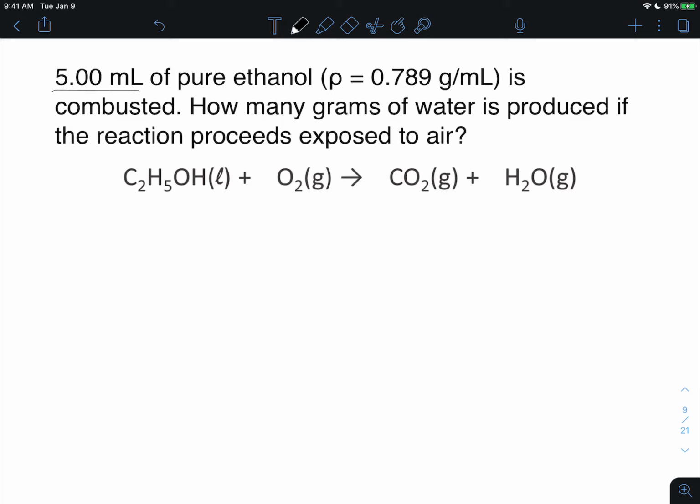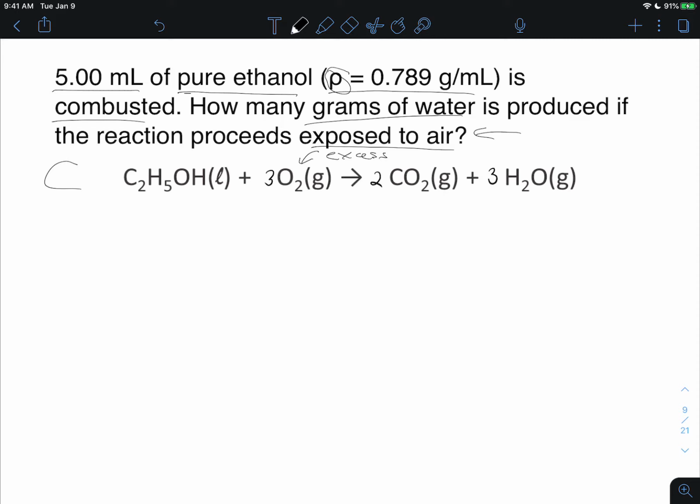So we've got 5 milliliters of pure ethanol. It has a density, that rho means density, of 0.789 grams per milliliter. It is combusted in the following combustion reactions. And we want to know how many grams of water is produced if it is exposed to air. So when we say exposed to air, that means we have an unlimited source of oxygen. So this is going to be in excess. Okay. Even here, we're going to start out the same way where we balance out our equation. And when we balance out our equation, we get a 3 here, a 2 here, and a 3 here.